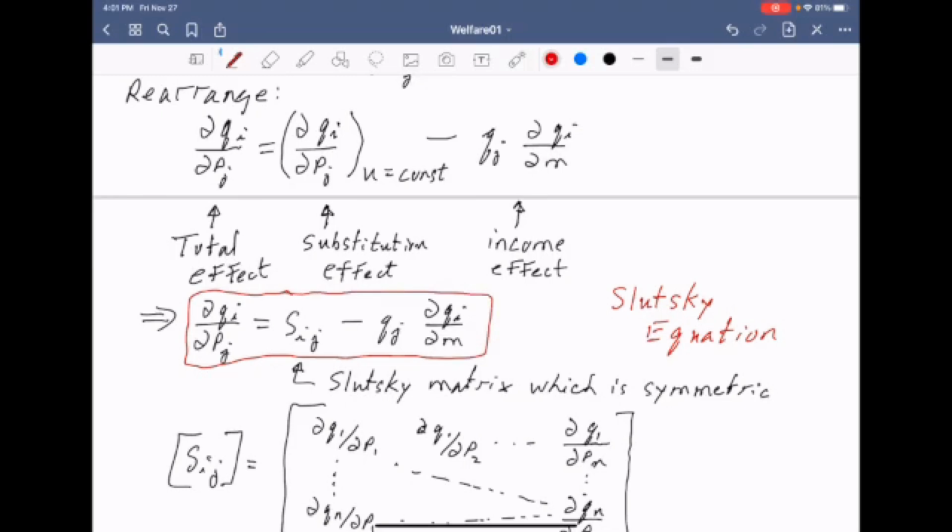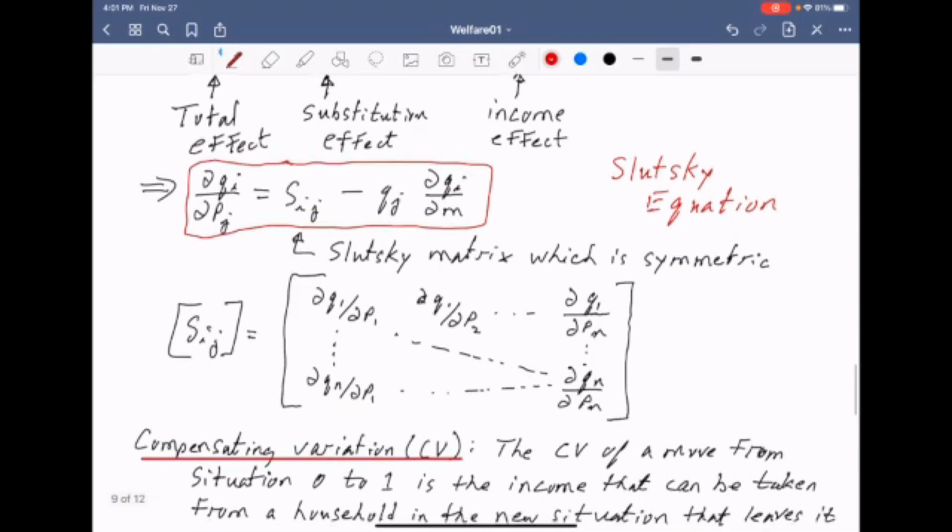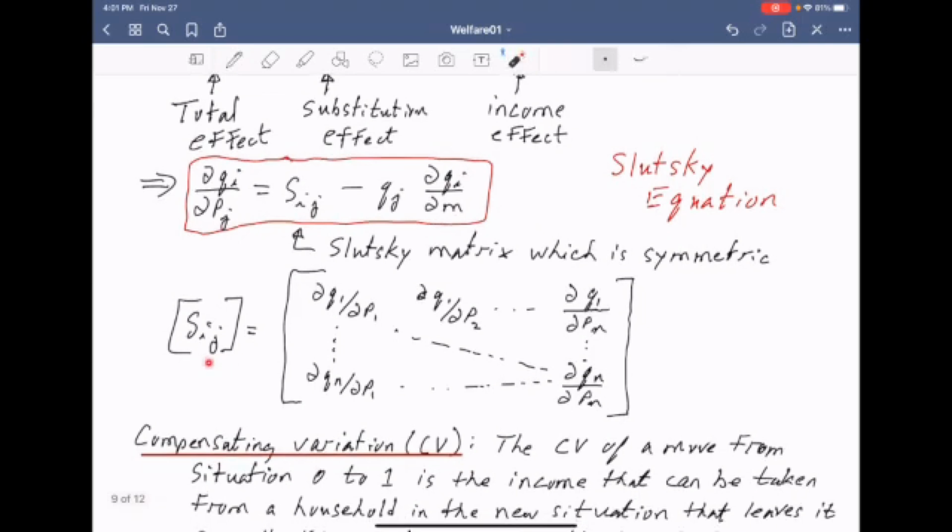That's our Slutsky equation. And this Slutsky term right here is simply the partial of Q1 with respect to P1 and so on across, partial Q1 with respect to Pn, down here at the bottom row, partial of Qn with respect to P1, and then over in this corner, the partial of Qn with respect to Pn.